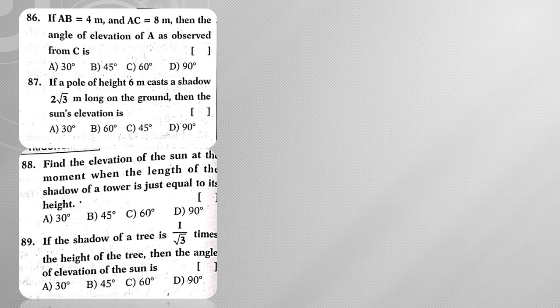Next, question number 86. If AB is equal to 4 meters and AC is equal to 8 meters, then the angle of elevation of A observed from C is. Now consider this triangle ABC. AB is equal to 4 and AC is equal to 8. Then the angle of elevation of A as observed from C. From C I am observing. Then what is this angle? This is opposite and this is hypotenuse. So opposite by hypotenuse is 1 by 2. So sin 30 degrees is my answer.